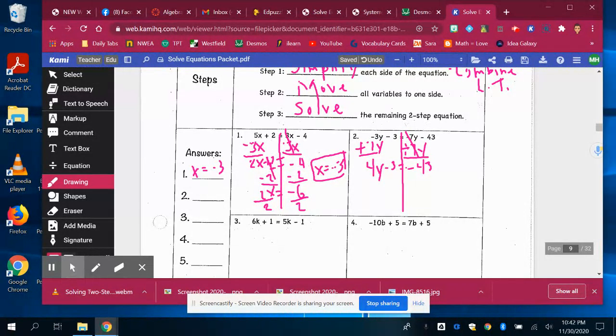Next, I have a two-step equation. I can add 3. Bring down my 4y because those 3's cancel. Negative 43 and a positive 3, I have to subtract. And I have more negatives than I do positives, so it's going to be a negative 40. And divide by your coefficient, 4. And I get y equals negative 10. So number 2, you should have gotten y equals negative 10.